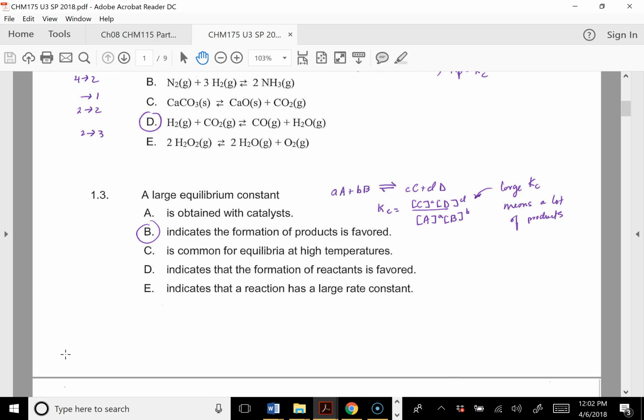For number 3, if you have a high, and again, I don't memorize these things, but if your Kc is high, that means you have a lot of products. Because it's always products over reactants. So B is the best answer there.